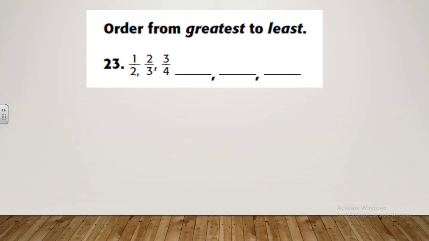How? Because I can change 2 to 12 by making it times 6, and we can change 3 to 12 by making it times 4, and we can change 4 to 12 when we make it times 3. So when we change the 3 numbers to the same number, it will be so easy to compare or to order these fractions.